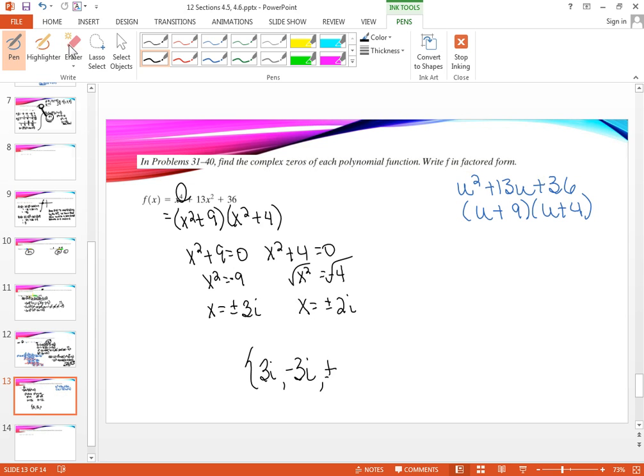Positive 2i and negative 2i. Okay, so again, I wanted to show you this one because it does come up sometimes that, you know, perhaps the method you try first doesn't work. That's okay. Then try something else. If they give you these, try different methods, because by the time we get to this section, we're after anything we've done in the course that'll work to get this thing factored.